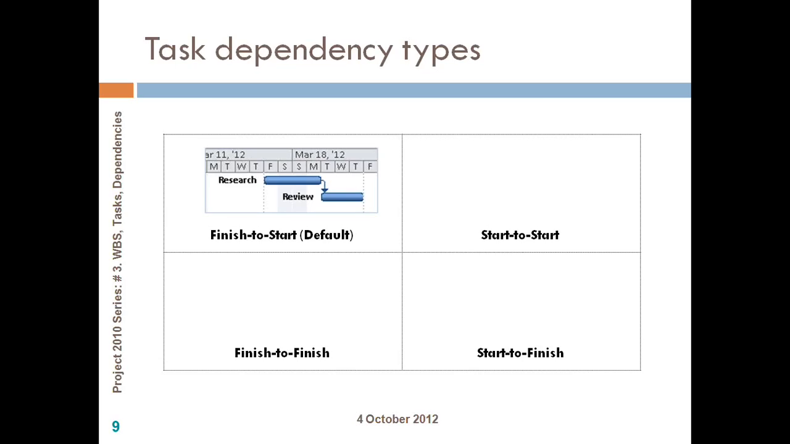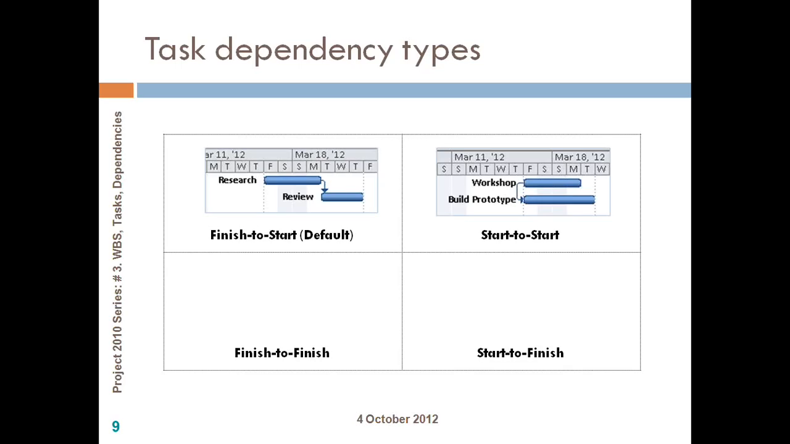The second type of dependency is start to start, which means only when the first activity starts, the second activity can start on or after the particular date. For example, let's say we have a workshop and we also have building a prototype. The way the project is structured, as the workshop is conducted, a prototype is developed in parallel. So if the workshop is delayed, naturally I cannot start preparing a prototype, because the workshop is feeding information for my prototype development. So here you can see the start of workshop is connected to the start of building prototype. This is an example of start to start.